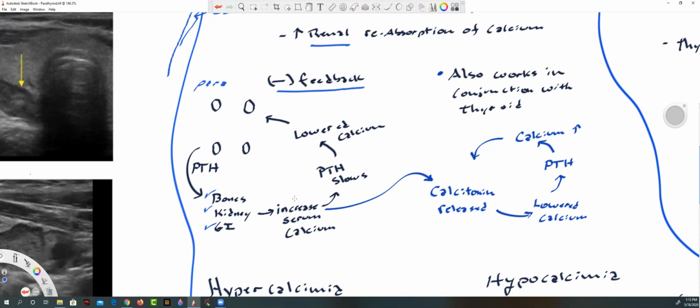With that increase, parathyroid hormone will slow. So the parathyroid increases calcium, and an increase in calcium in turn slows it down. When that slows, the calcium is lowered. When it's lowered, we start pretty much going right back. So this is a continuous circle of PTH increasing calcium. Once it's increased, the PTH slows. The book doesn't mention this, but I kind of thought it was important.